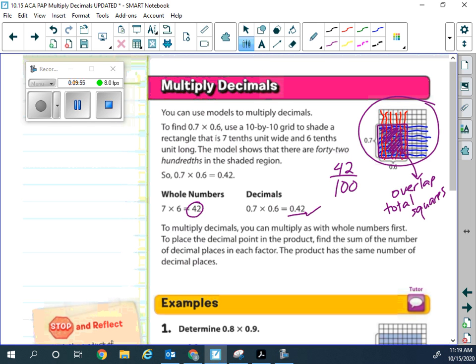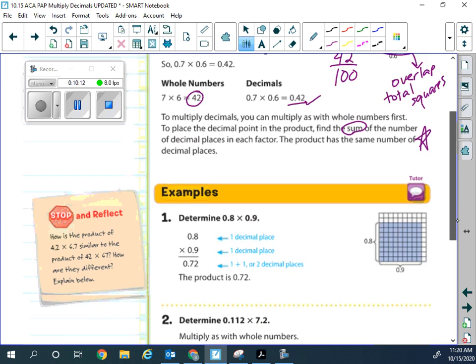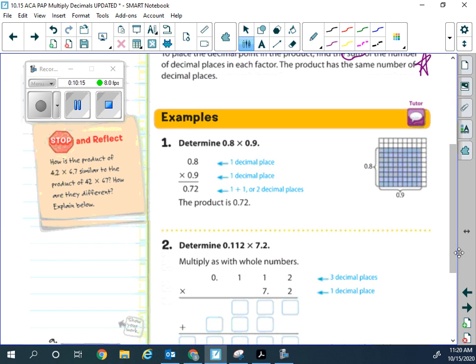Okay? So here you're just summarizing that to multiply decimals, you can multiply just like you do with whole numbers first. Place the decimal point in the product, you find the sum. What's that mean? The total of the number of decimal places in each factor, the product has the same number of decimal places. Okay? So let's see how this one, 0.8 times 0.9 would be 0.72, because 8 times 9 is 72, and then there's one place, two places, so that's why it's got to go two places over. Is this kind of coming back to you guys from fifth grade? Yeah, all the way.